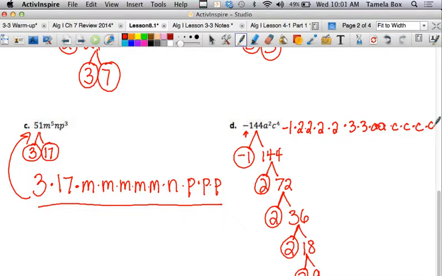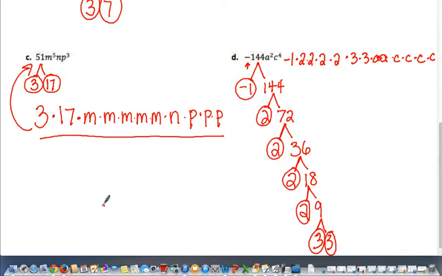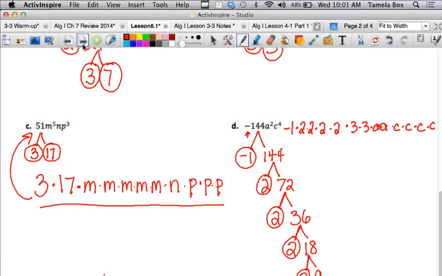Okay, so let's see here. Oh, what happened? Okay, so hopefully you can all see that. So that's our factor tree went all the way down up here. Okay, so let's go to our next page.